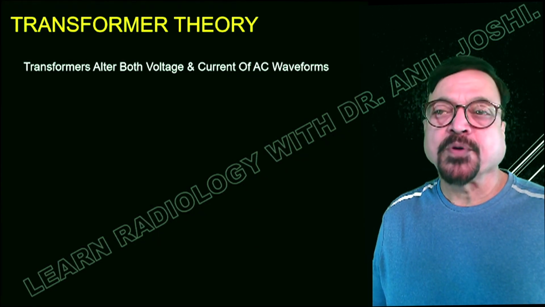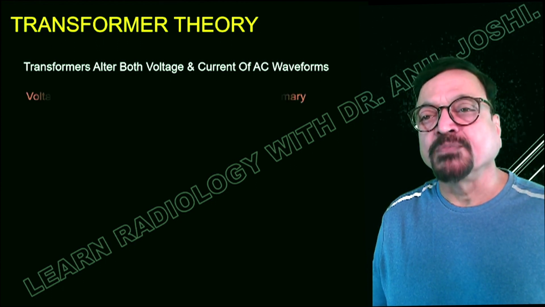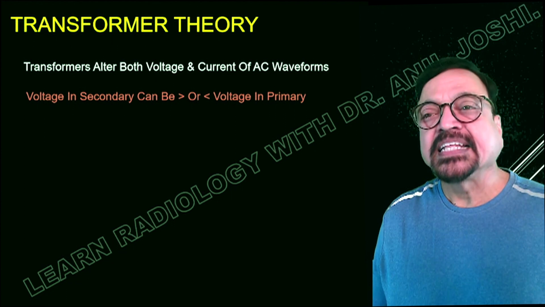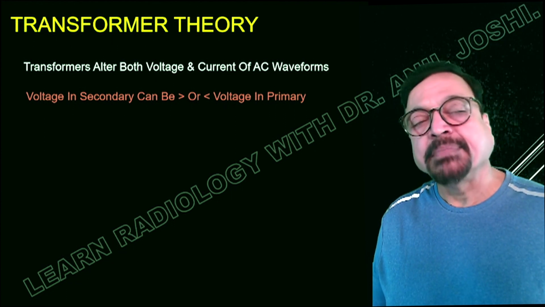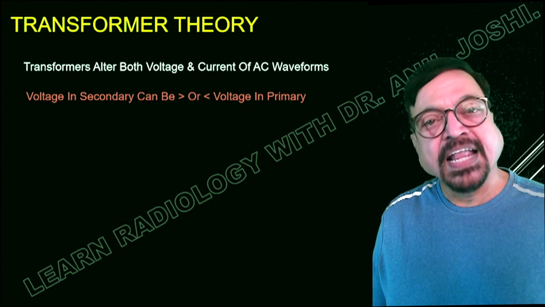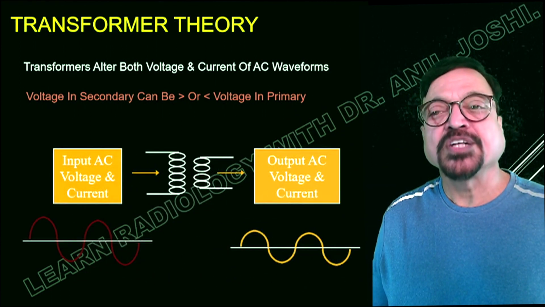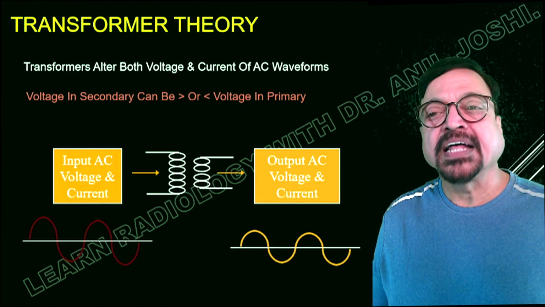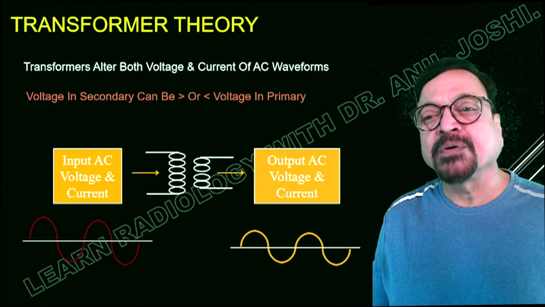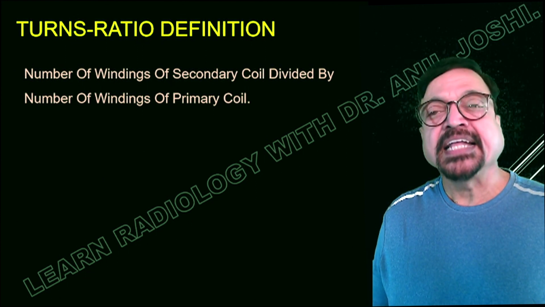We are continuing with the transformer theory. Transformers alter both voltage and current of AC waveforms. The voltage in the secondary can be more or less than the voltage in the primary, depending on your requirement. Here we are showing the input winding is more than the output winding, so this will be a step down transformer. Now there is a turn ratio which governs the transformer theory.